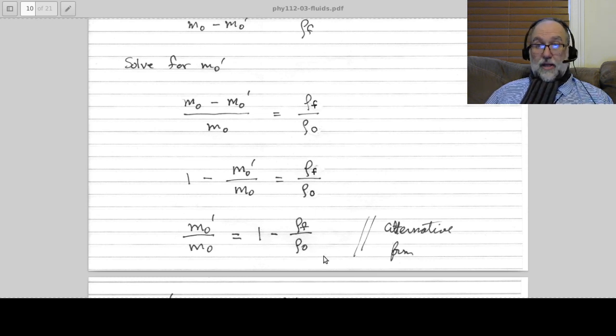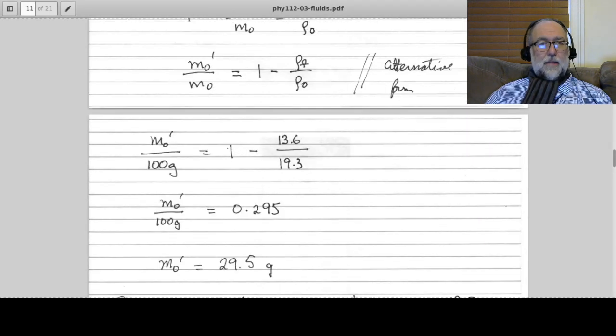And this is actually another way that you can write Archimedes' principle, okay? It just depends, whichever one you want to use, it just depends on what I'm asking for. Like, am I asking for m naught primed? Am I asking for rho O? You know, it just depends on that. And so this is an alternative way of writing the formula. It might be easier for solving some problems. You could use either one. They're totally equivalent, okay? And let's just plug in the numbers.